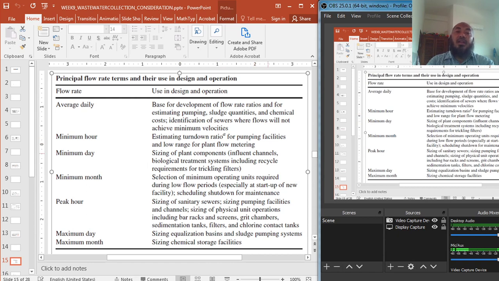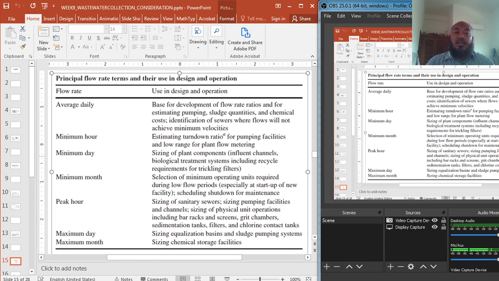So meaning that for the pumping facility, the minimum amount of flow rate should not be less than the minimum hourly flow rate. And then we have the minimum day. This is for sizing of plant components, influent channel, biological treatment system, including recycled equipment, and the requirement for treating filter.